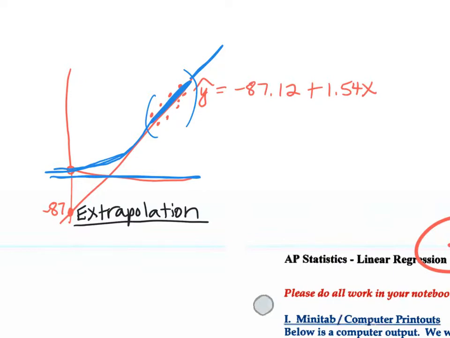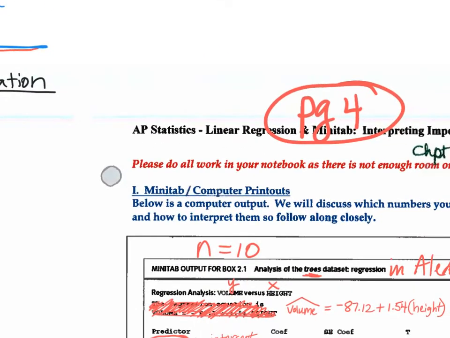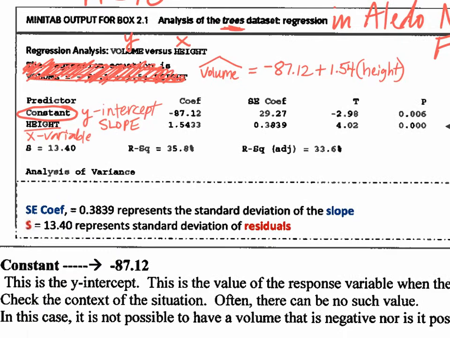So here we go. So that's the reason that sometimes the y-intercept doesn't make sense. It was happening because of extrapolation. Okay, now, one of the ideas today that we are supposed to know is standard deviation of the slope. So let's take a look back at our little computer printout.